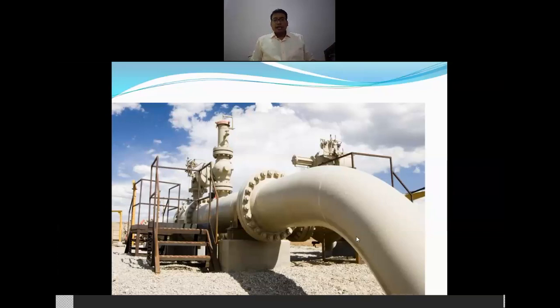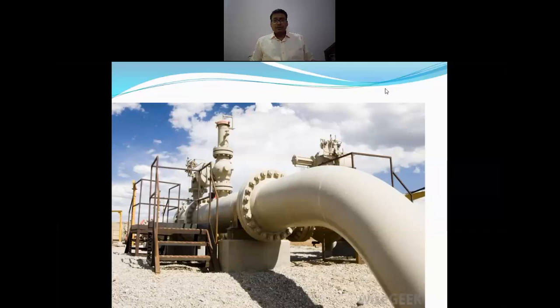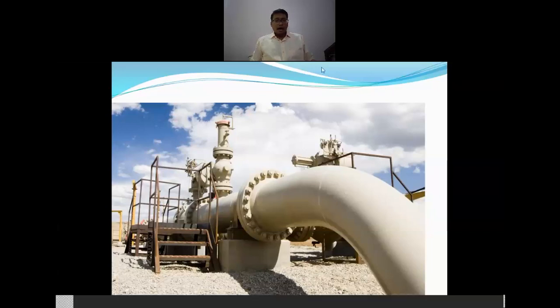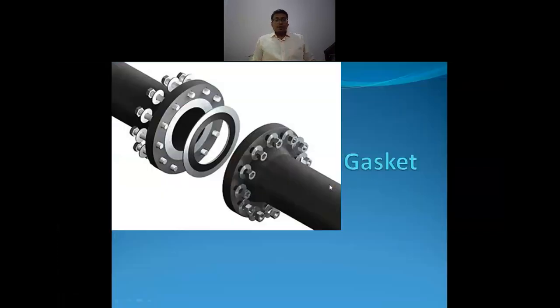Now basically, gaskets are in between two flanges. In this pipe we can see the pipe, and attached to it the flange, and in between the flanges the gasket is available. When you separate the two flanges, you can see the different nuts and bolts as well as the gasket in between the two flanges. This is what a gasket is.